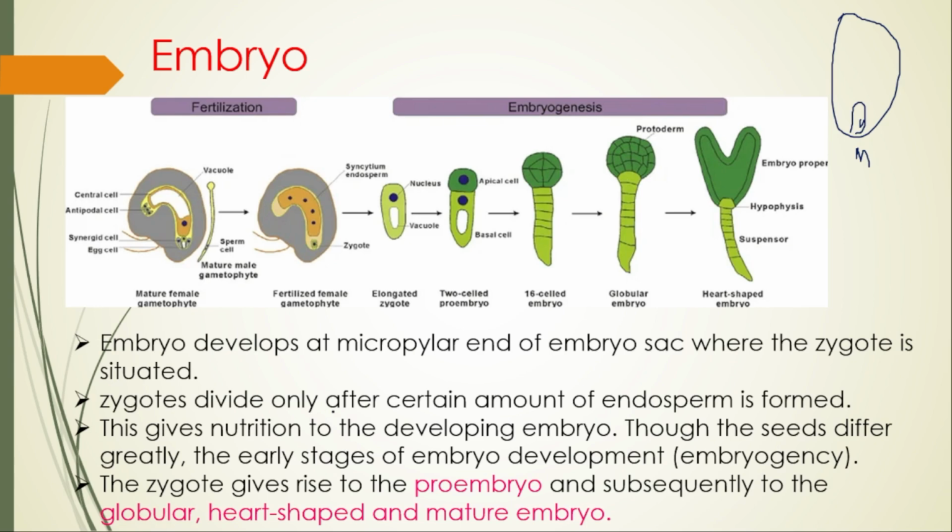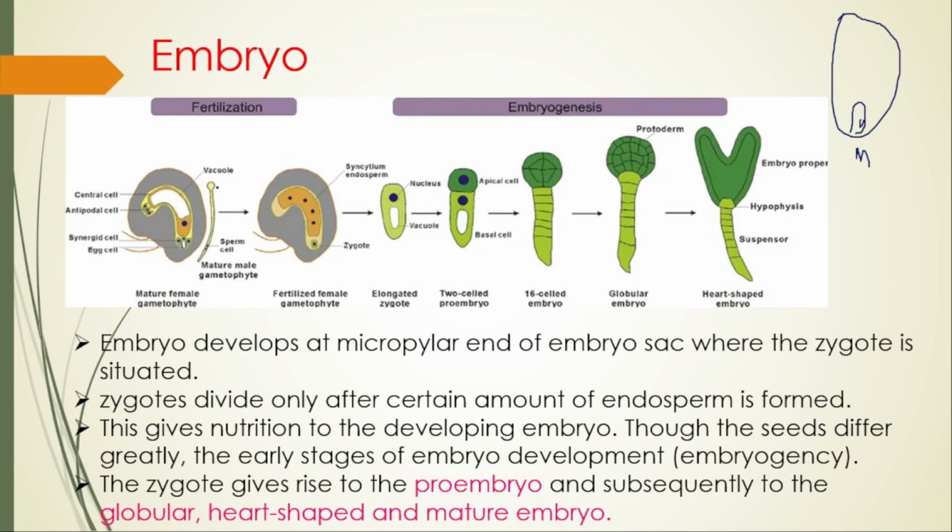Zygote divides only after a certain amount of endosperm is formed. This gives nutrition to the developing embryo, though the seeds differ greatly, the early stage of embryo development is the same. See here, this is the nucleus of the zygote and this one is the vacuole. This is the entire embryo sac.